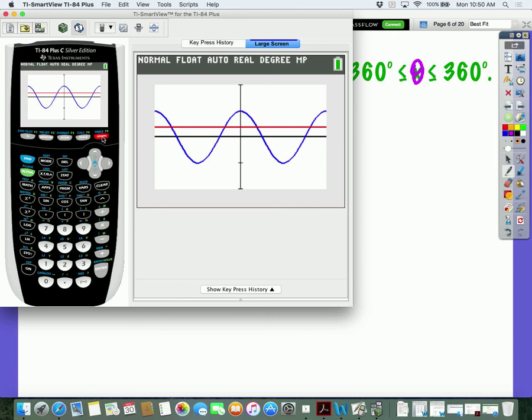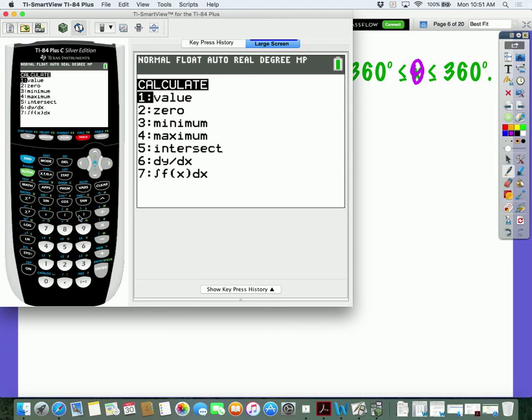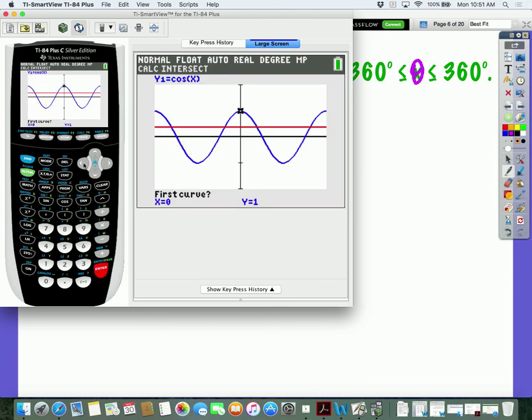And so my solutions are the 4 points in which that red line intersects that blue line, or in y'all's cases, the black line intersects the black line. So to do that, all you do is second trace, go down to number 5, intersect, and you're going to find the intersection of each one of these points. Make sure you move your cursor over so that it's closest to the intersection point that you want to find. Click enter 3 times, and there it is. Rounding to the nearest tenth, that first value is going to be negative 293.6.